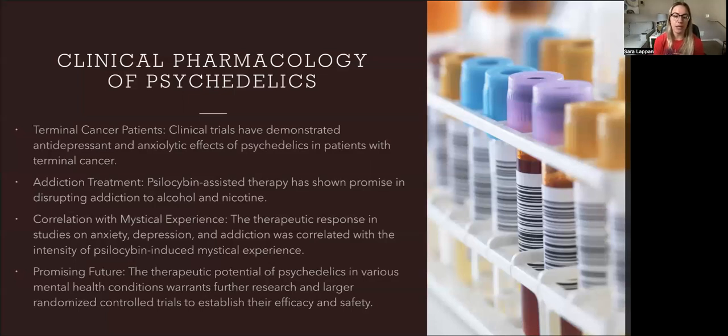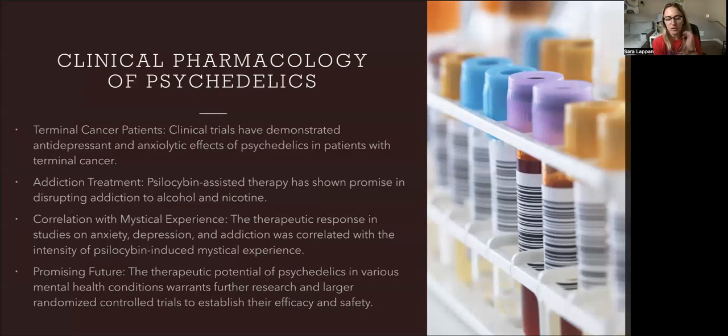But alcohol and nicotine, I think, are two very good foundational addictions to start with, because they're the most prominent addictions as well. So we're just seeing, you know, is it applicable to different substances that work on different neurotransmitters, that work on different parts of the brain, because alcohol and nicotine affect different parts of the brain than, for example, cocaine or opioids.